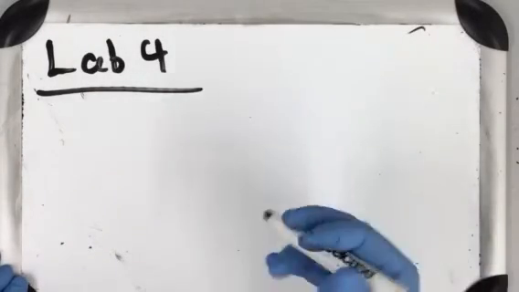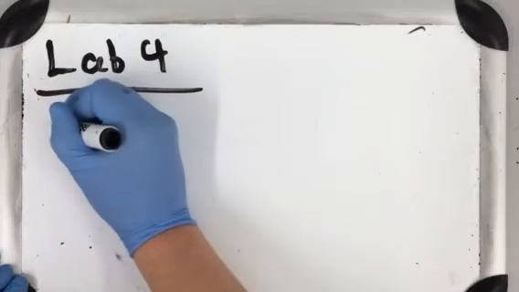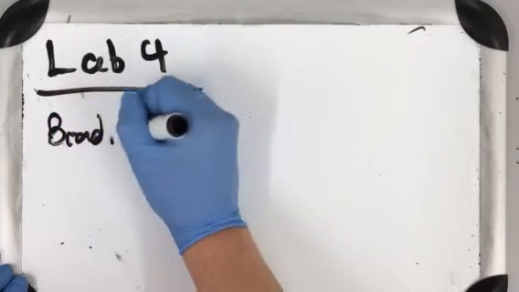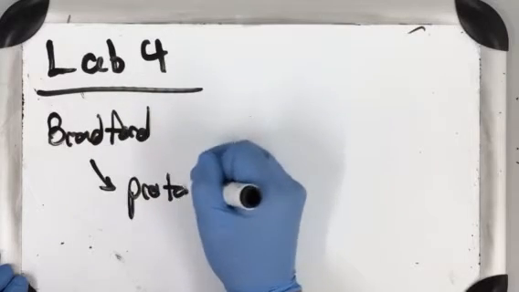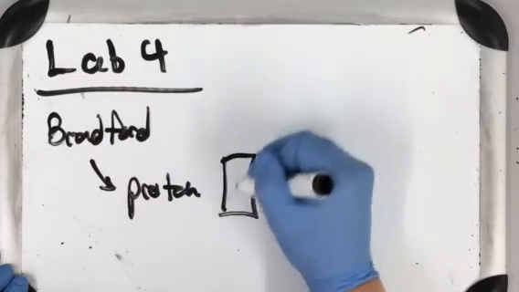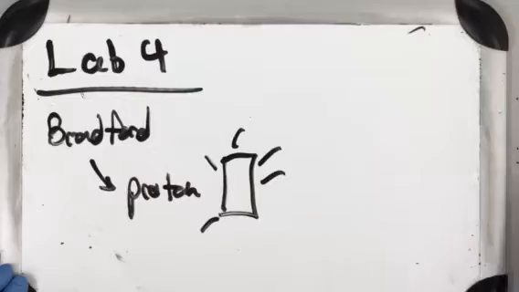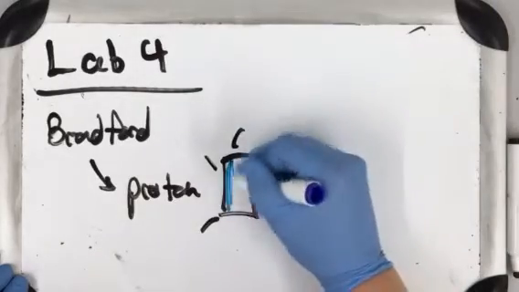Okay, so lab 4 was quantifying proteins. We essentially used the Bradford assay to do that. And remember that Bradford was that blue dye, and when it comes into contact with protein, it lights up blue, like a brilliant, oh wait, actually blue. It lights up blue.